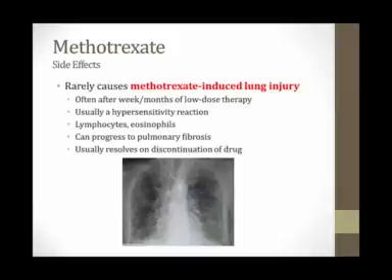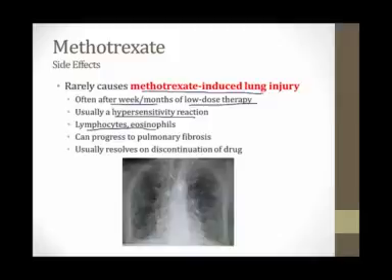In rare cases, methotrexate can cause what's known as methotrexate-induced lung injury. This usually occurs in patients taking low-dose therapy for weeks or months for immunosuppression. In most cases, it's believed to be a hypersensitivity reaction. There is evidence of lymphocytes and eosinophils that can be found in the lungs.